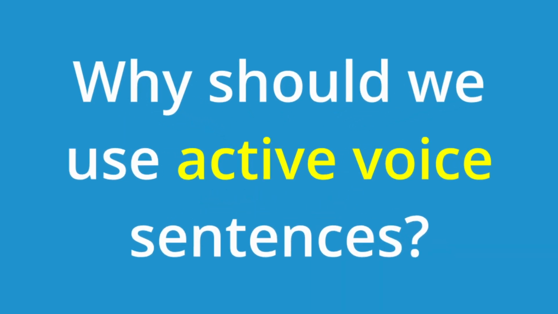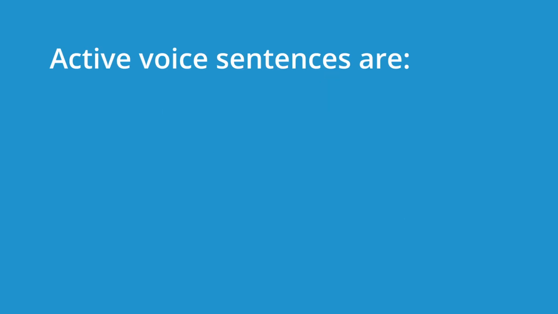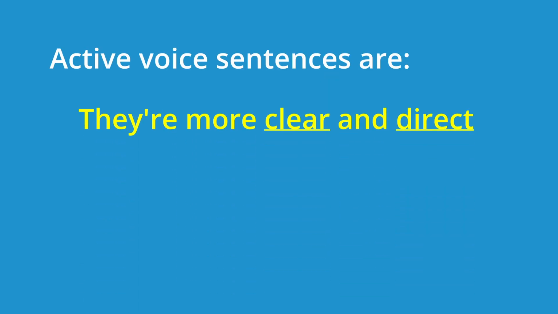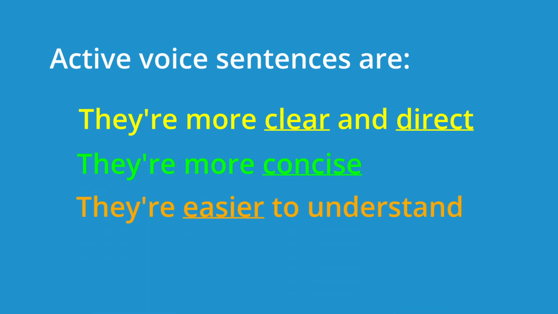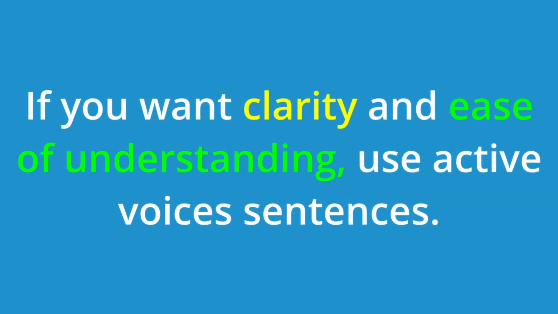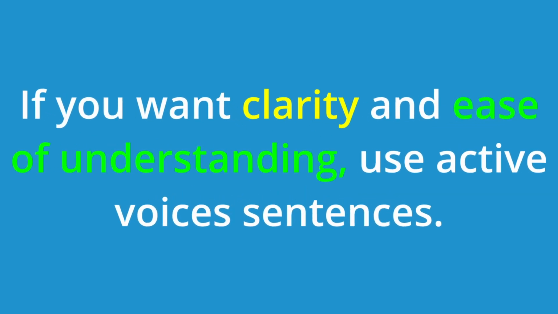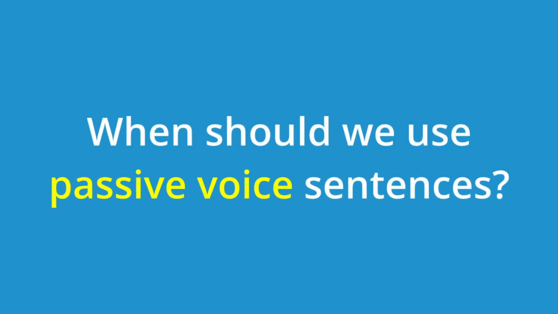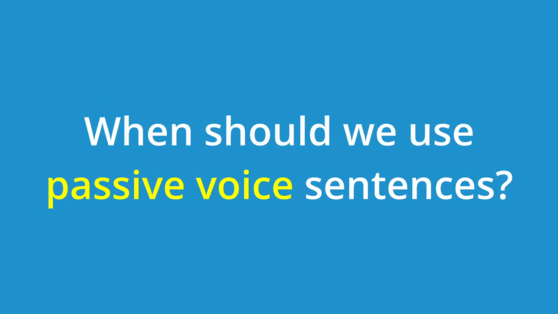Why should we use active voice sentences? Well, active voice sentences are more clear and direct. They are more concise. They are easier to understand, and they are less work for your reader to grasp. If you want clarity and ease of understanding, use active voice sentences so that your readers can easily grasp what you are saying. When should we use passive voice sentences?